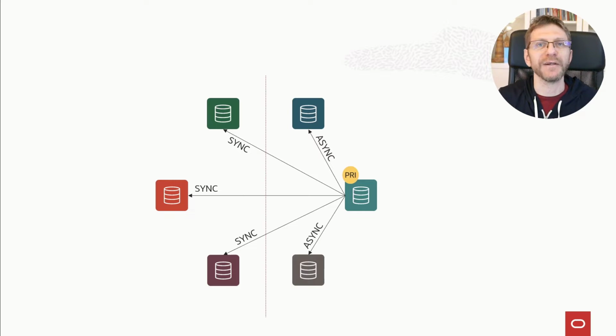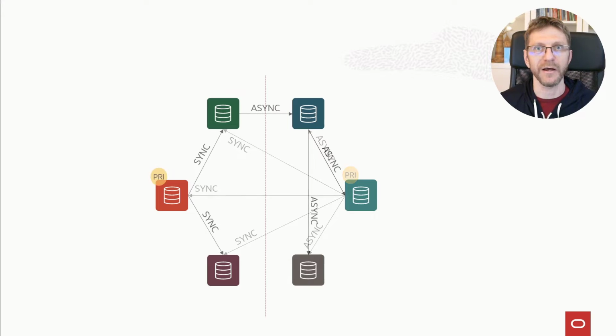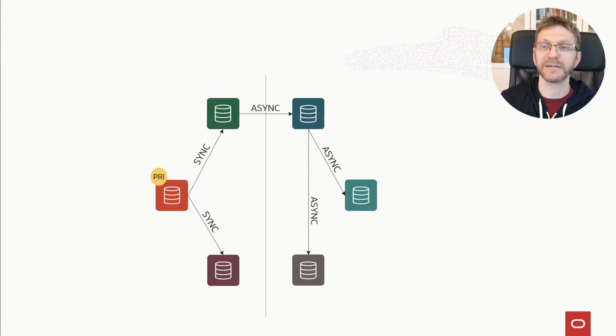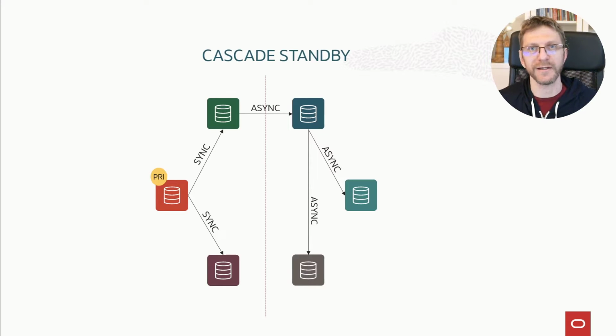But maybe I want something different. Maybe I have multiple sites, and I cannot afford having the same synchronous replication to all the standby databases. I want something different, and maybe I want to have something complex with cascaded standbys. So for example, having the primary sending synchronously to two local standbys, and then having a cascaded standby from one standby database to the remote destination. So this is something very, very common. It's a very common use case.